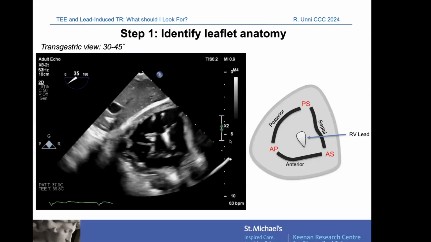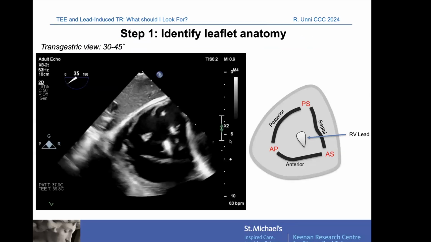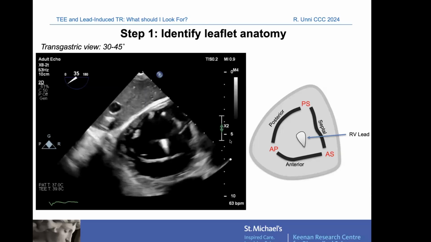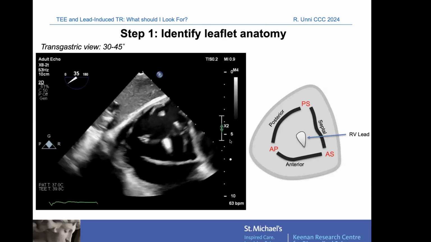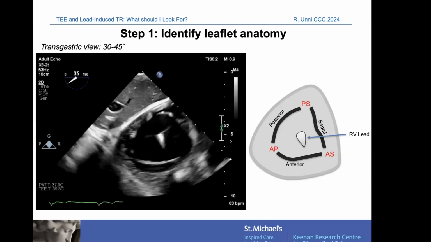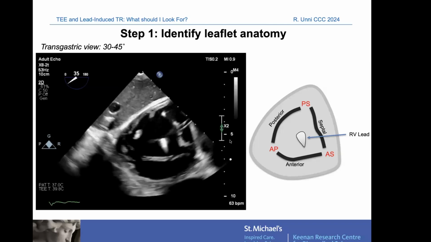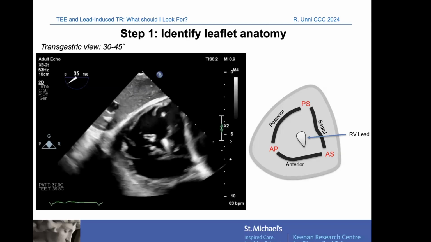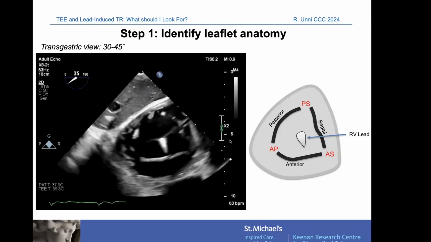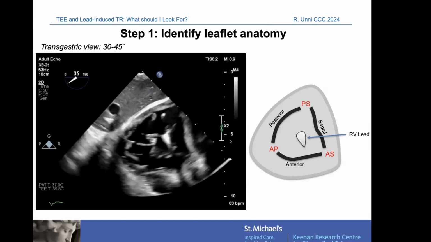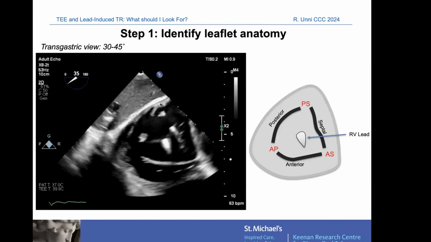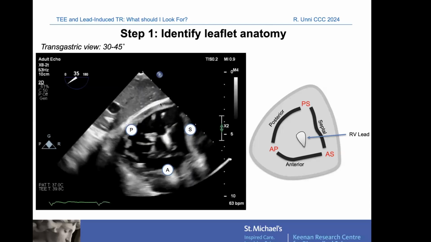TEE allows you to see all the leaflets in the tricuspid valve. And this view in particular is the only view where you can reliably see all the available leaflets. In this view, you're at the transgastric view at around 30 to 45 degrees. I want you to imagine that you're standing at the patient's feet and you're looking up through their chest. The mitral valve would be on the right side here or so. So step 1, identify the leaflets.